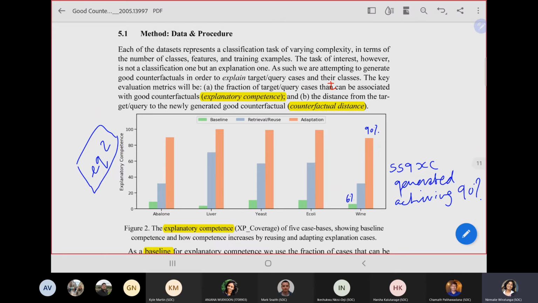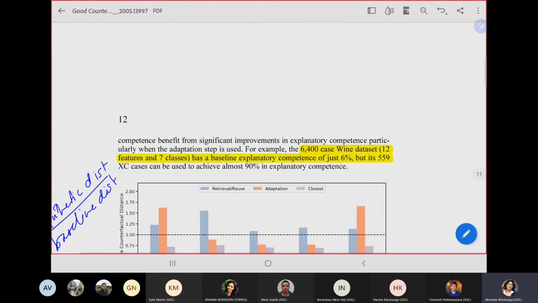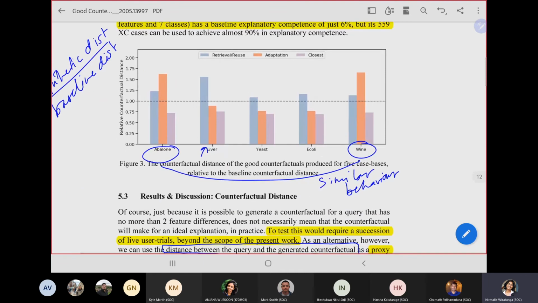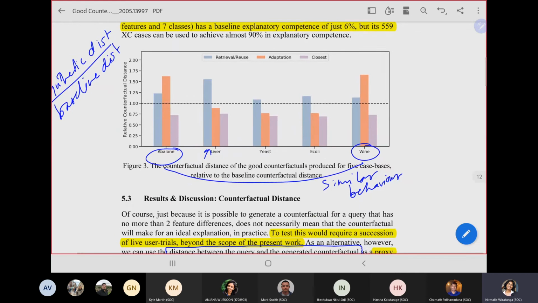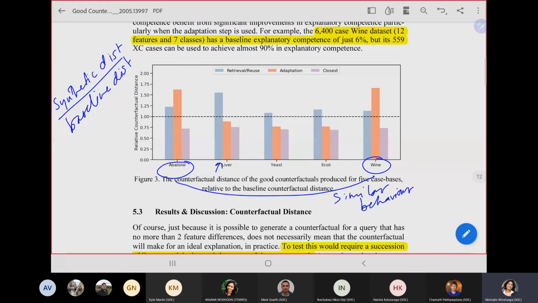So in the first one, what they are looking at is whether using their approach to generating counterfactuals, are they able to increase the explanatory coverage or explanatory competence of their case base. That is their equation 2 that they're exploring. And then in the second one, they are saying, okay, we can generate counterfactuals, but how close are these counterfactuals to the actual case that we're interested in? So here, this is about similarity.